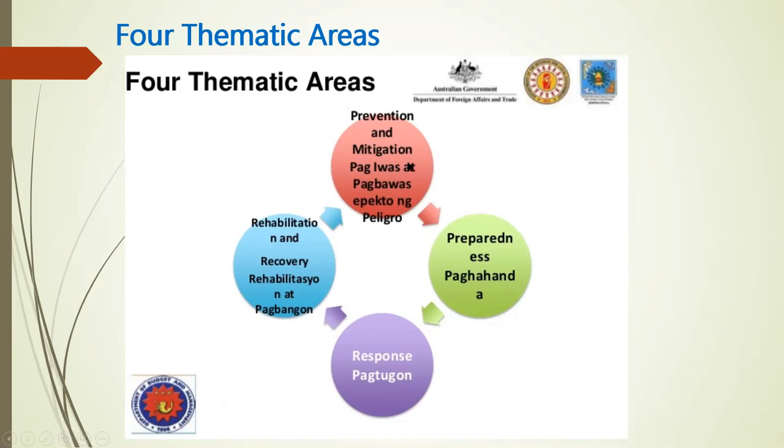So this is just a cycle, but dili dapat ma-missing ang isa. Kung wala kay prevention and mitigation, unsa man imo i-prepare? Kung wala kay preparedness, unsa man imo i-response? Kung wala kay response, paksit tanan. So these four thematic areas are very important in dealing with a certain disaster.